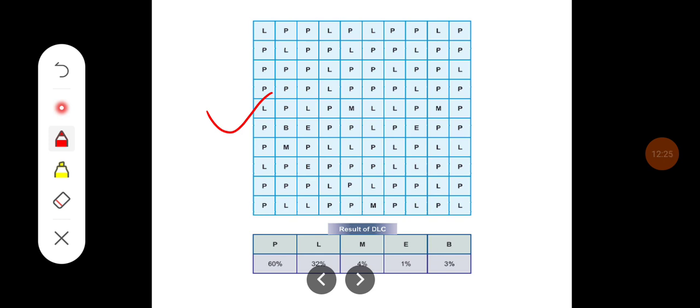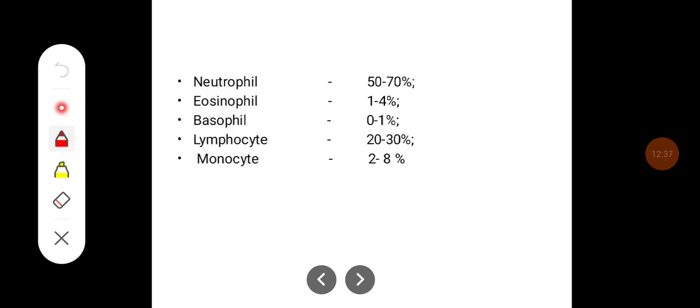Okay, so then you count how many neutrophils, how many lymphocytes, how many monocytes, how many eosinophils or basophils, depending on their features and characters. So normally 50 to 70% of the cells or WBCs are neutrophils, 1 to 4% are eosinophils, 0 to 1% is basophil, 20 to 30% are lymphocytes, 2 to 8% are monocytes.